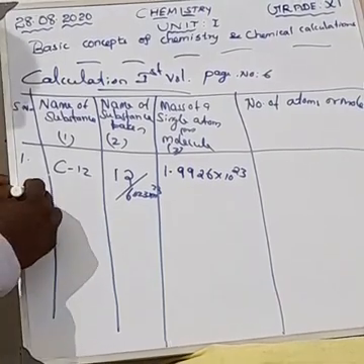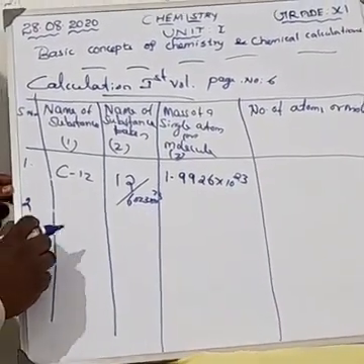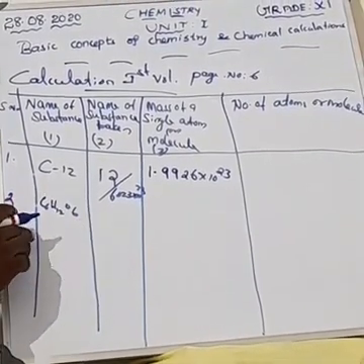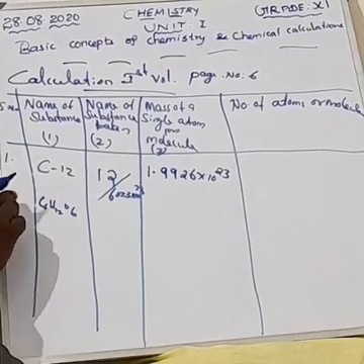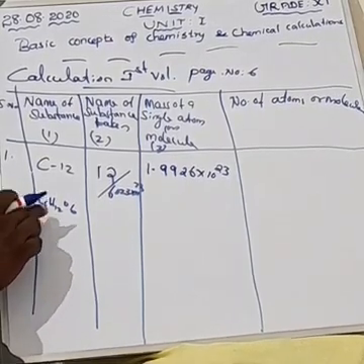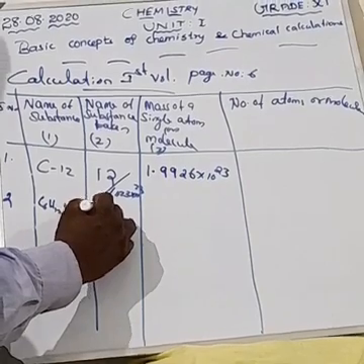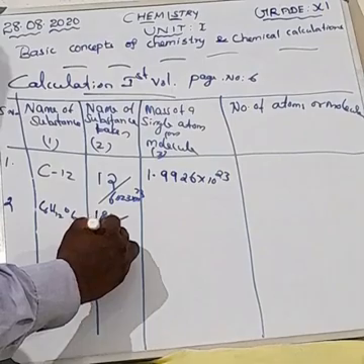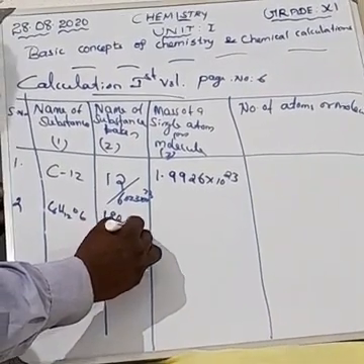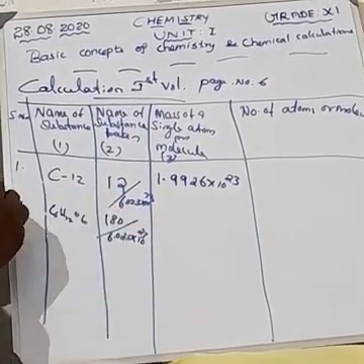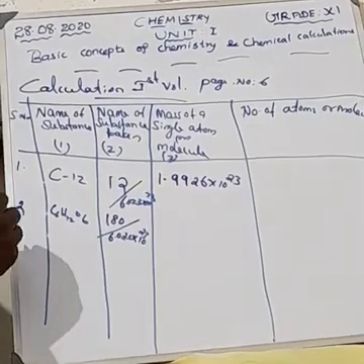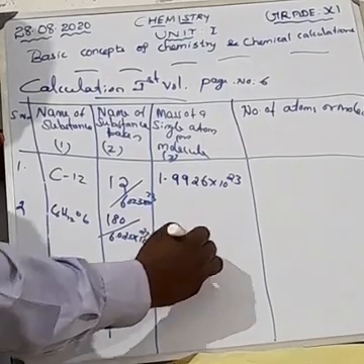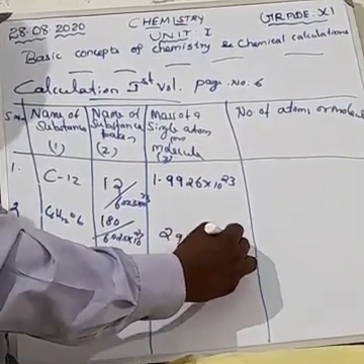Second one, glucose. What is the formula? C6H12O6. Here, already we calculated the molar mass, so how much? 180 divided by 6.023 into 10 to the power 23. What's the value? It is approximately equal to 29.89 into 10 raised to 23.